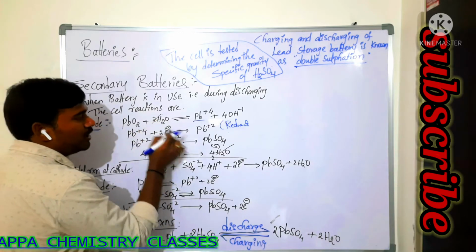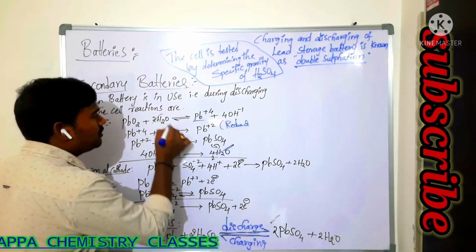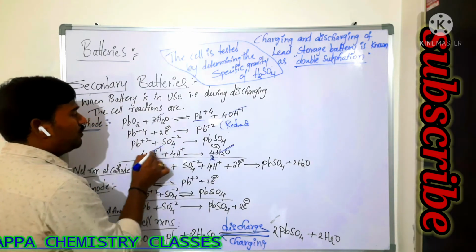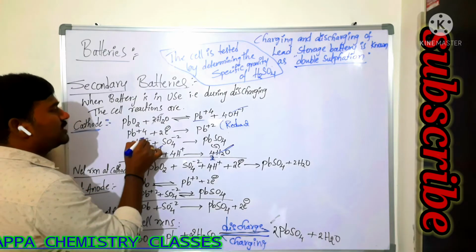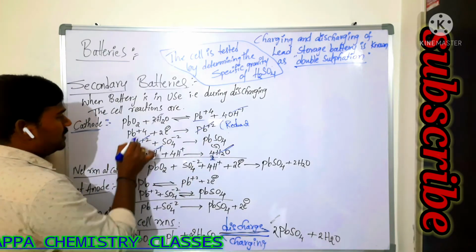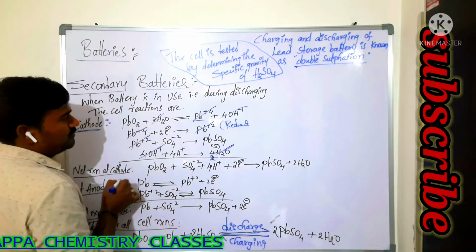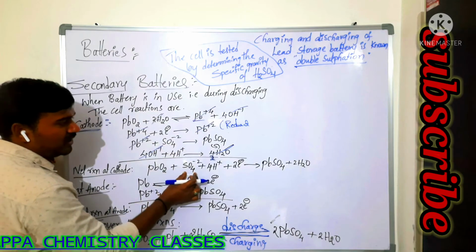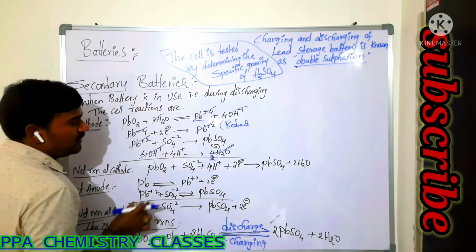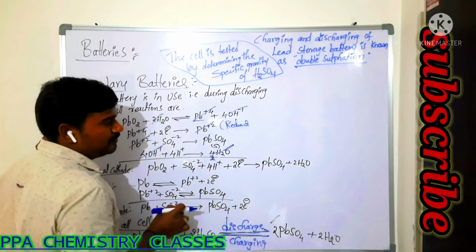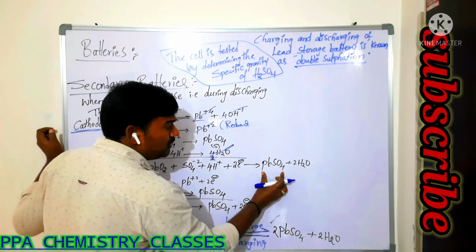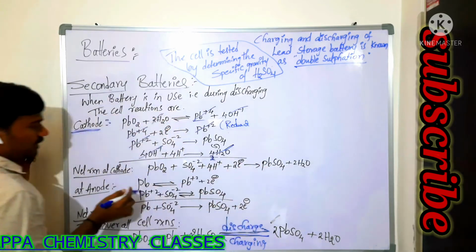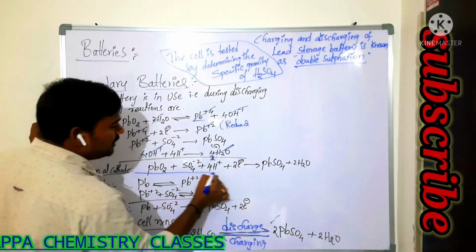Now you see, here 2 water molecules and there 4 will cancel out, so 2 are left over. The 4 OH minus ions get cancelled, Pb2+ gets cancelled, and Pb4+ gets cancelled. Now what is left over? Plumbic oxide, sulfate ion, 4 moles of H plus ions and 2 moles of electrons on the left hand side, and lead sulfate plus 2 moles of water on the right. This is the net reaction at the cathode, which is very, very important.